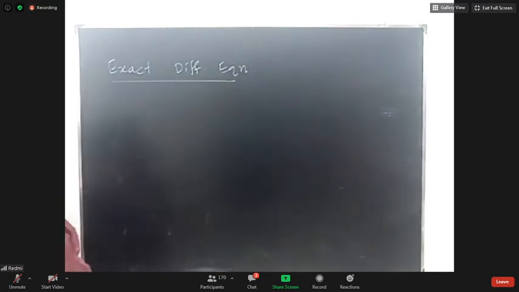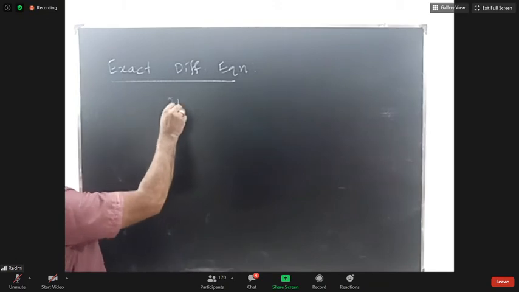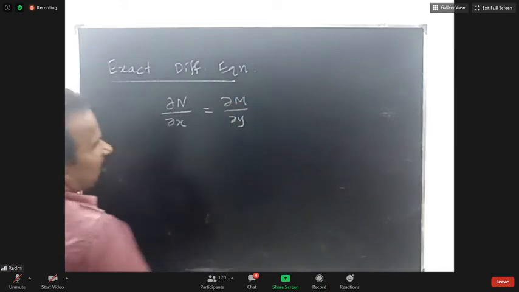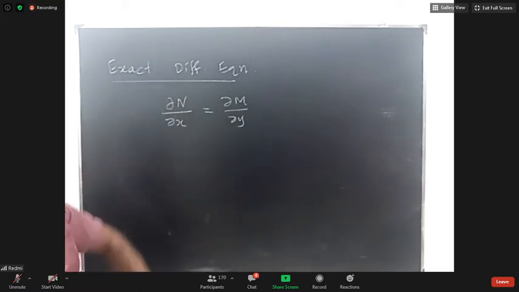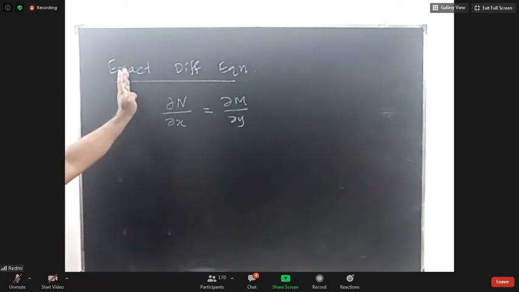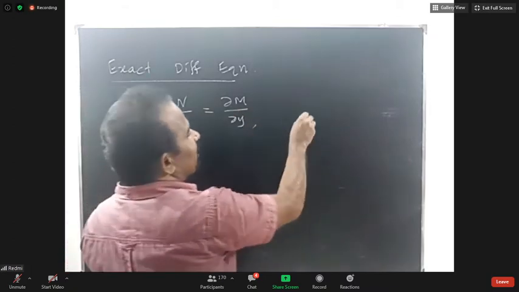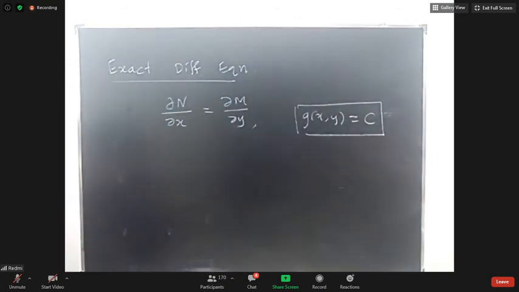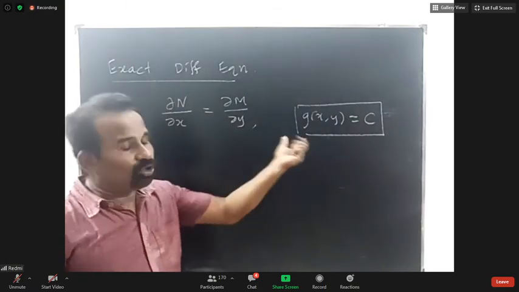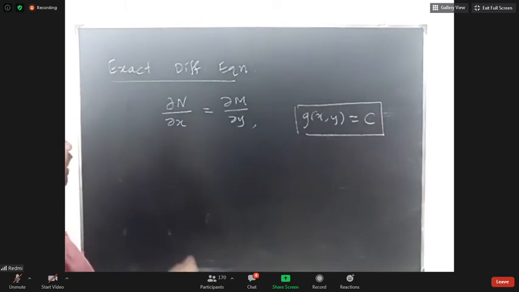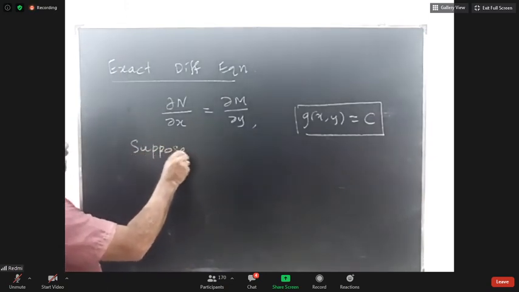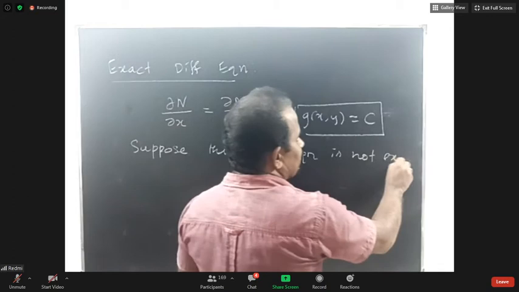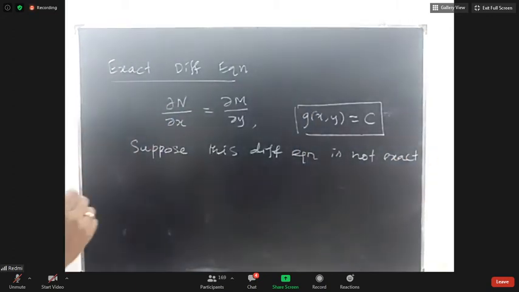You know that we already discussed what is exact. Dou n by dou x is equal to dou m by dou y. If this condition is satisfied, that equation is called an exact differential equation. Then you know how to solve it. You will get a function u of x comma y equal to c. This is the solution of an exact differential equation. Now, suppose this differential equation is not exact.